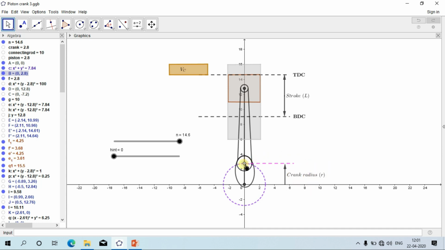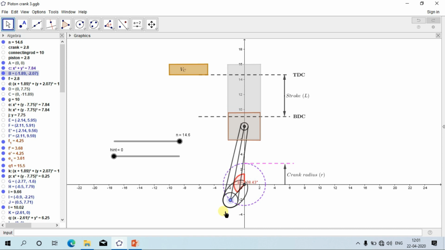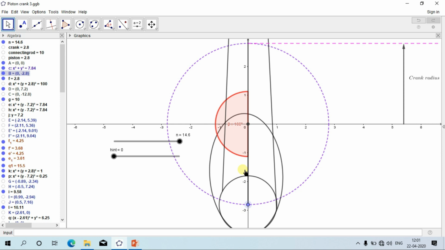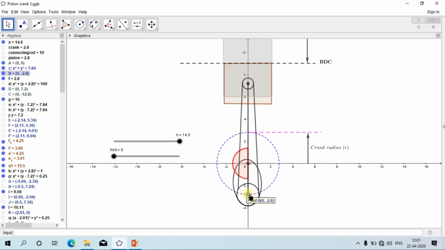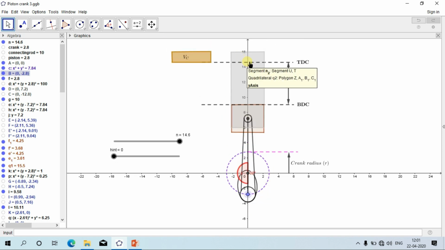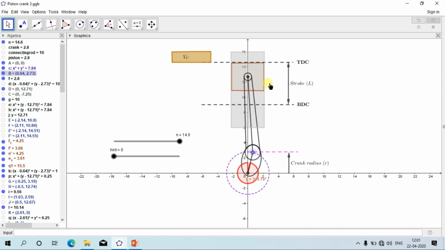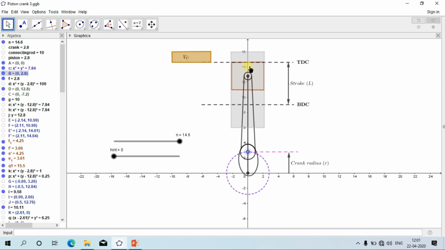When the piston moves from top dead center to bottom dead center, we can see the crank is in the vertically downward direction, meaning it has covered a 180-degree angle. So keep this in mind: while the piston moves from top dead center to bottom dead center, the crank will rotate by 180 degrees. Similarly, when the piston moves from bottom dead center back to top dead center, it will again cover a 180-degree angle.